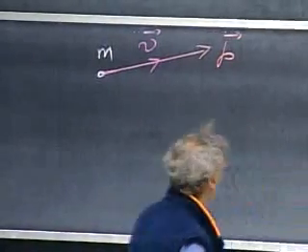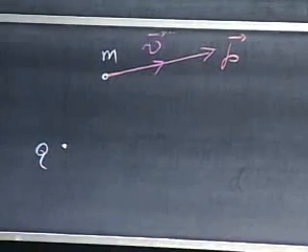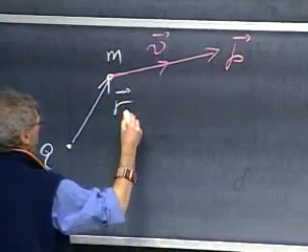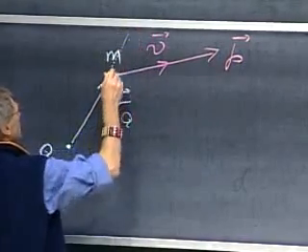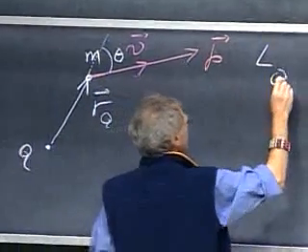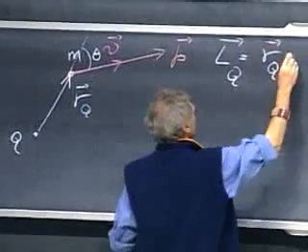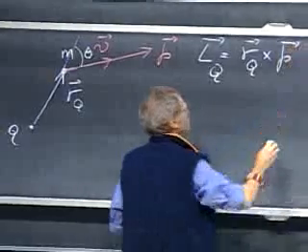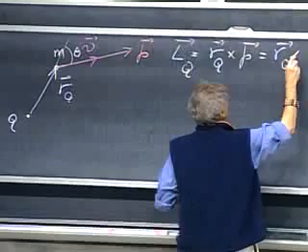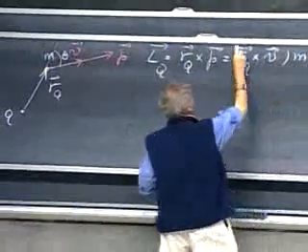Angular momentum I can take relative to any point I choose. I choose this point Q arbitrarily. This now is the position vector, which I call R of Q. Let this angle be theta. And angular momentum relative to that point Q, it's a vector, is the position vector relative to that point Q cross P. So it is R of Q cross V and then times m.